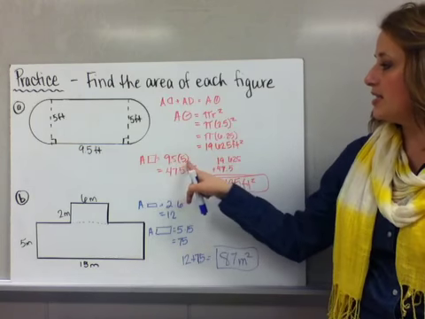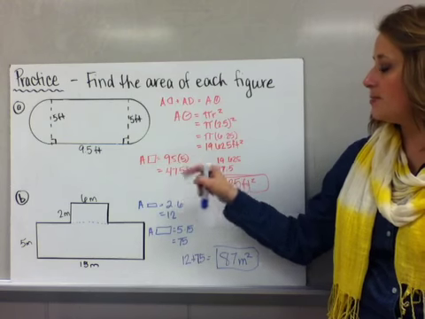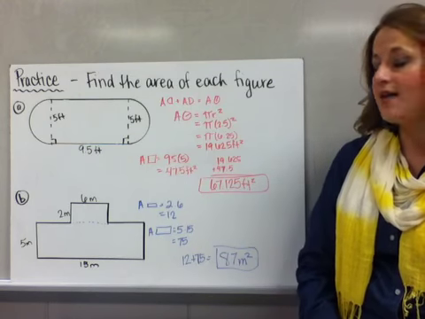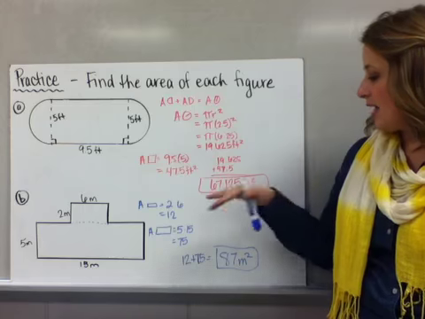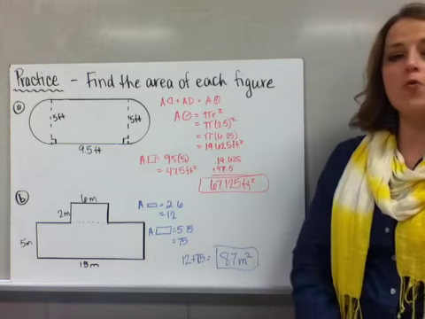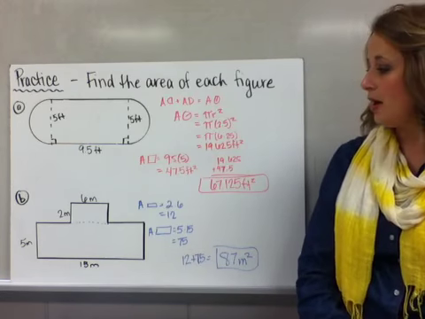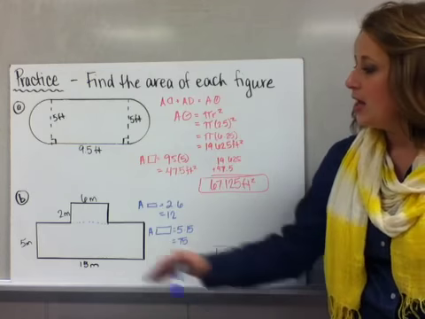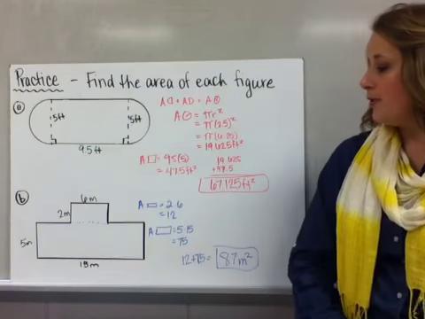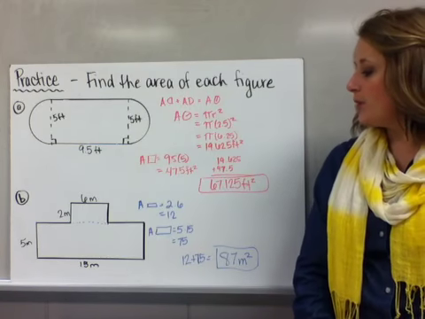The rectangle is length times width, 9.5 times 5, which is 47.5. Add those two areas together, you get 67.125 feet squared.